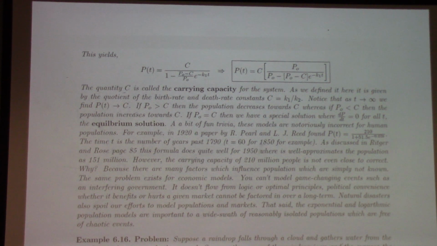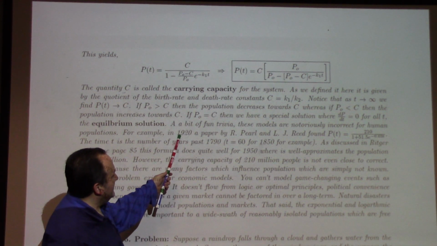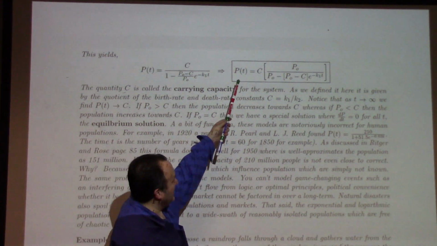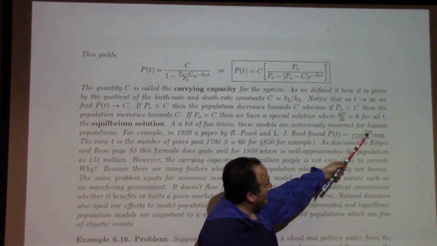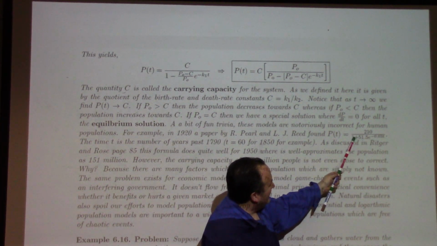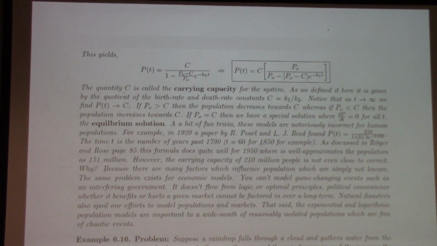This one amuses me greatly because I have a differential equations book which mentions a 1920 paper that found this kind of formula with these constants to model the population in the US. The carrying capacity is 210 million, and it matches the population in like 1850 and 1950. But what's the population now? 300 something, right? So it's just wrong. Anyway, it doesn't work.